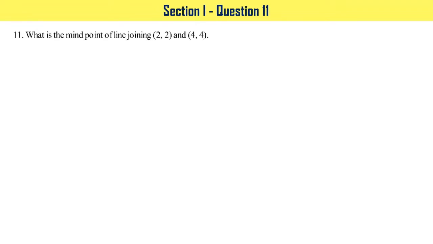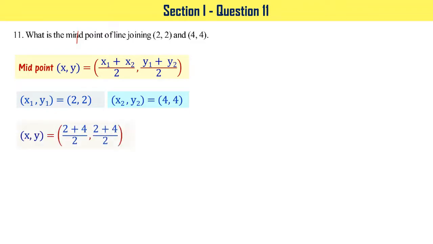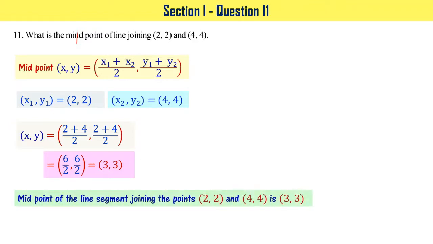Now let's go to the next question, question number 11. What is the midpoint of the line joining (2, 2) and (4, 4)? We know the midpoint is defined as (x, y) equals ((x1 plus x2) divided by 2, (y1 plus y2) divided by 2), right? Let's say that (x1, y1) is (2, 2) and (x2, y2) equals (4, 4). Let's substitute these into the previous formula such that you will get (x, y) equal to (3, 3), right? To answer the question, the midpoint of the line segment joining the 2 points (2, 2) and (4, 4) is (3, 3).